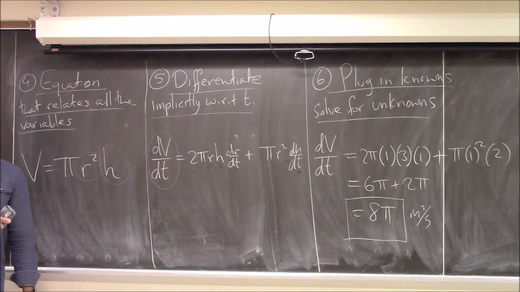Any other questions? Yeah. So I still don't quite understand what the dr over dt is and dh over dt is. Why do we multiply it in the product?